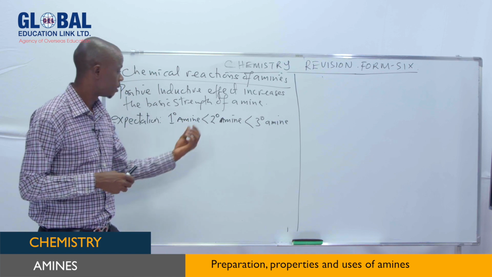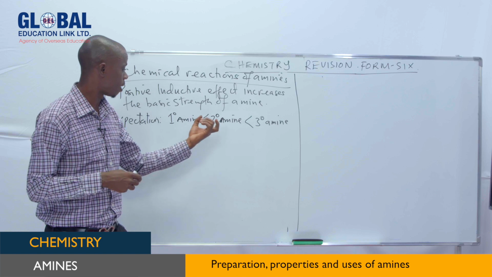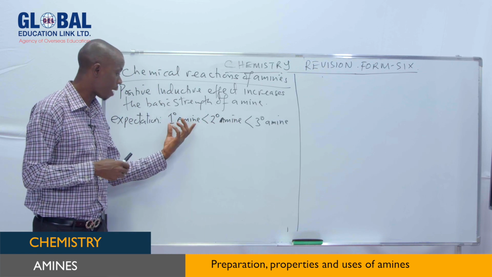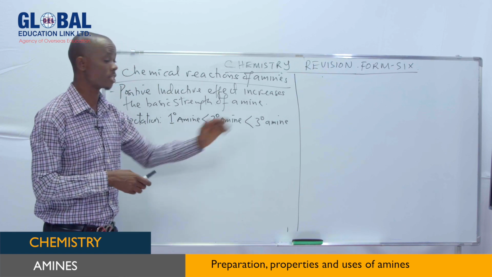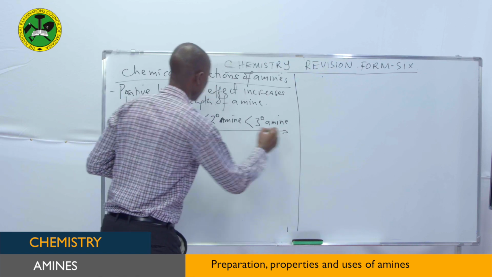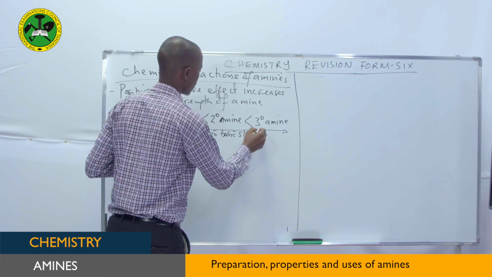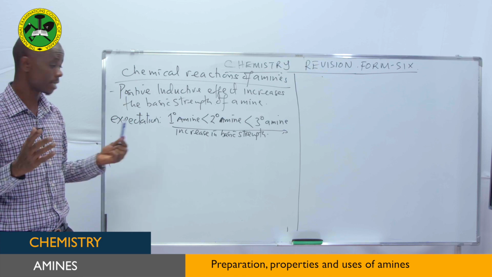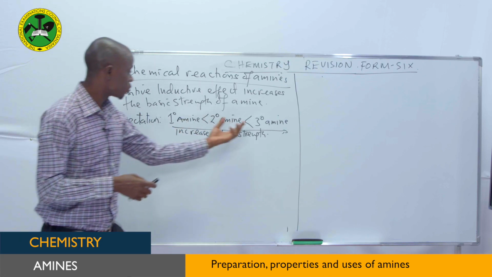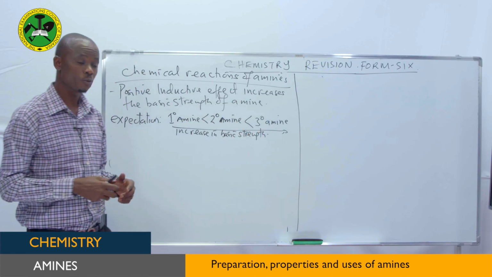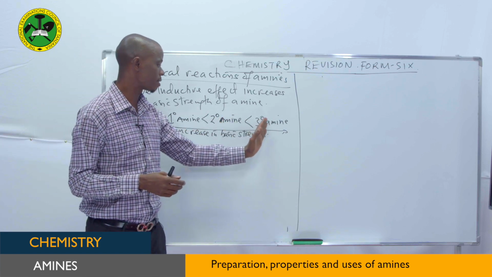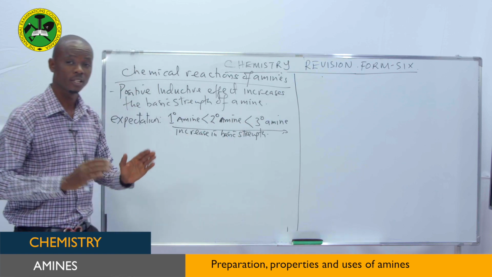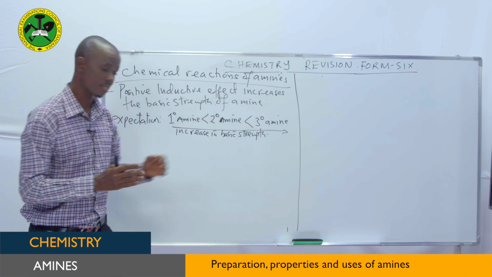Secondary amine receives positive inductive effect from 2 alkyl groups, and the primary amine from only 1 alkyl group. So this is our expectation, that increase of these classes. But is it true? Let us see. Because we have said that tertiary amine experiences the strongest positive inductive effect, in that way that makes them the strongest bases.